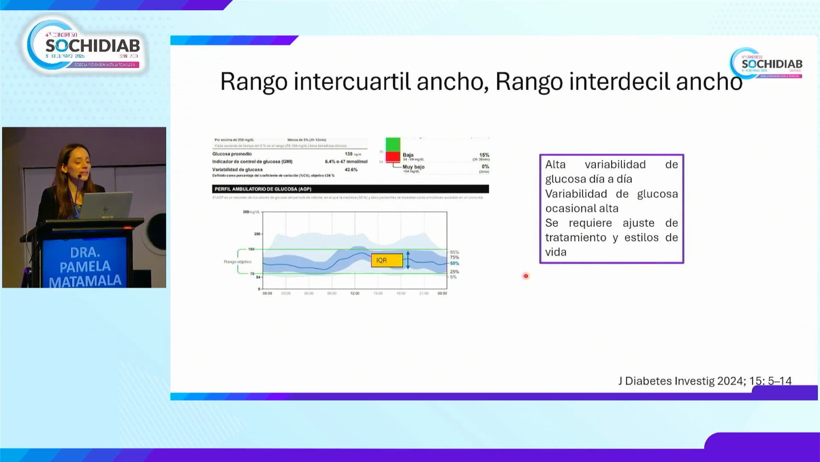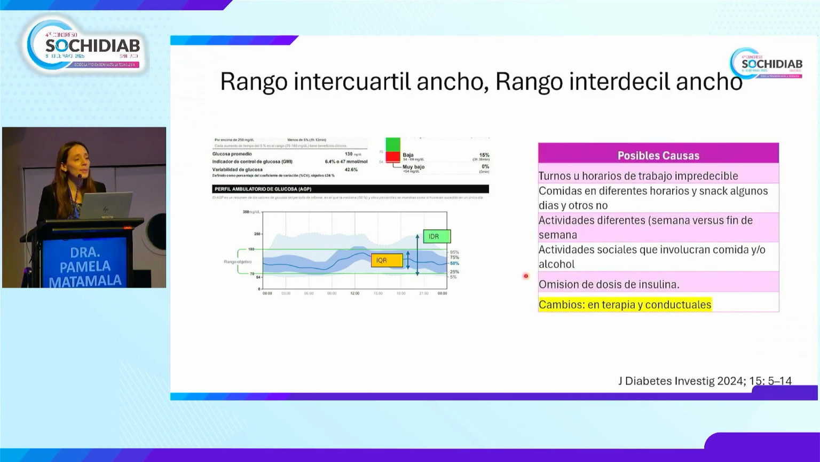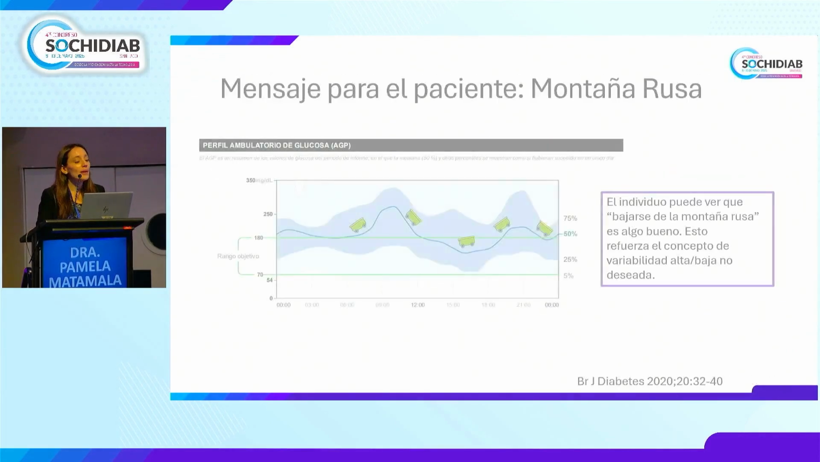What if we find an interquartile range that is thick and interdecile thick, high variability of glucose during the day, occasional variability of glucose, so we require treatment adjustments and lifestyle adjustments? And what are the possible changes or causes? And what we have talked about: shifts, unpredictable schedule, snacks some days, others not. This is like life itself, different activities, social activities having to do with alcohol, forgetting doses of insulin. Therefore, here, what is most important is not increasing or decreasing doses or changing ratios or sensitivity, but changing behavioral things. And after that, we have to see therapy.